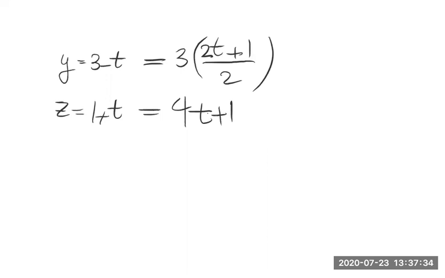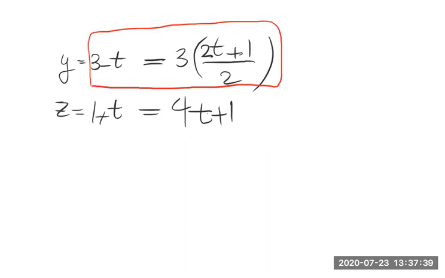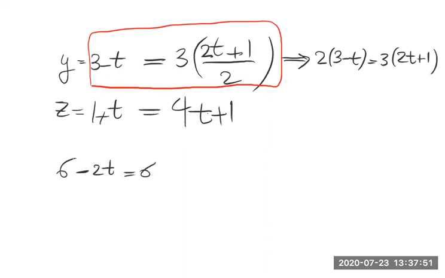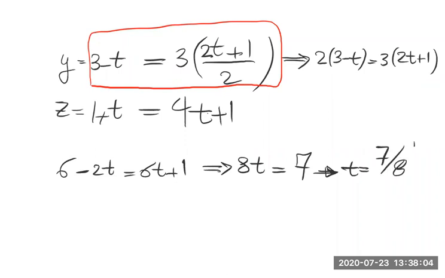Now, I can use the first equation to find t. What is t? Well, I can multiply both sides by 2. So 2 times 3 minus t would be 3 times 2t plus 1. Therefore, 6 minus 2t should be 6t plus 1. Therefore, 8t is 5. Therefore, t is 5 over 8.